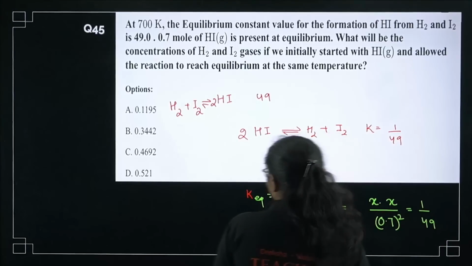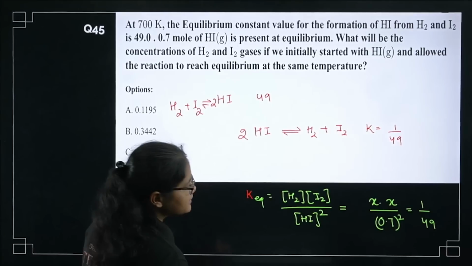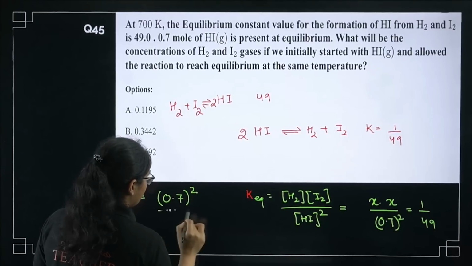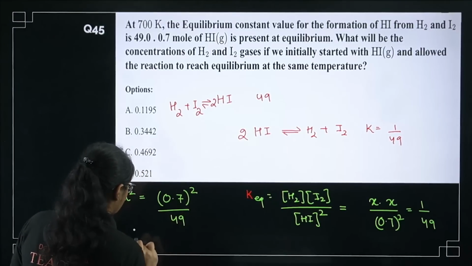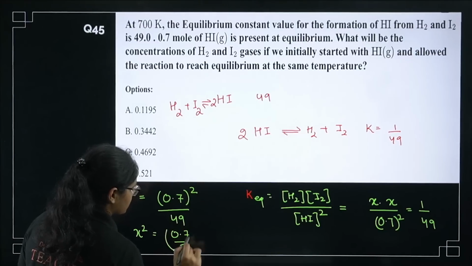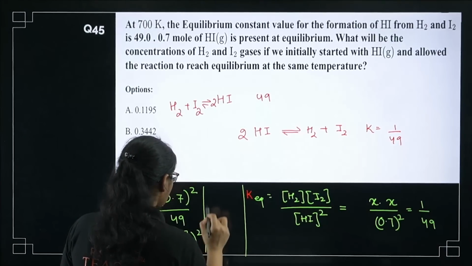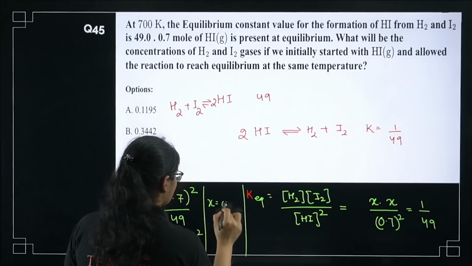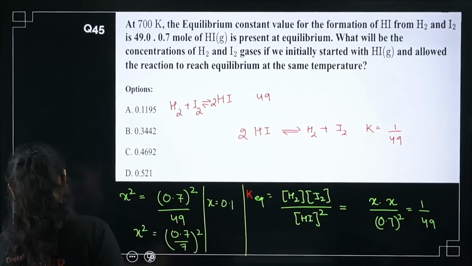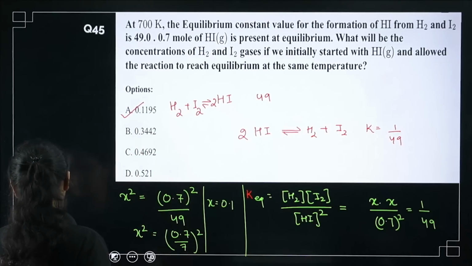Now I can write down here X square is equal to how much? 0.7 square divided by 49. Now X square will be equal to 0.7 by 7 square. So now I have X value equal to 0.1. You can see all the options are not exactly correct, but I can find the most appropriate answer as option number A here.